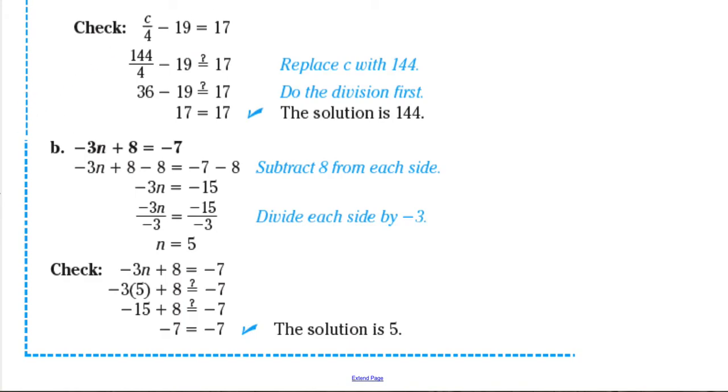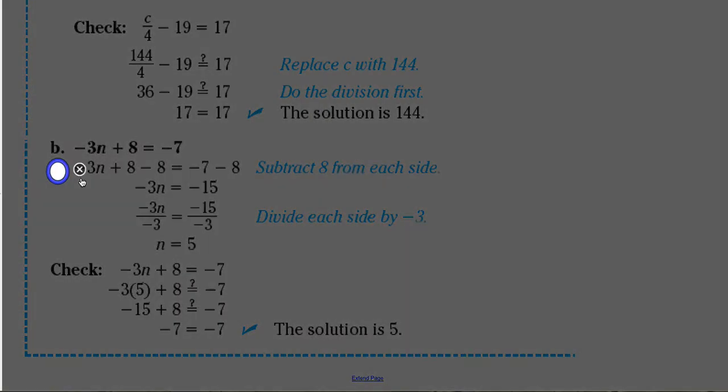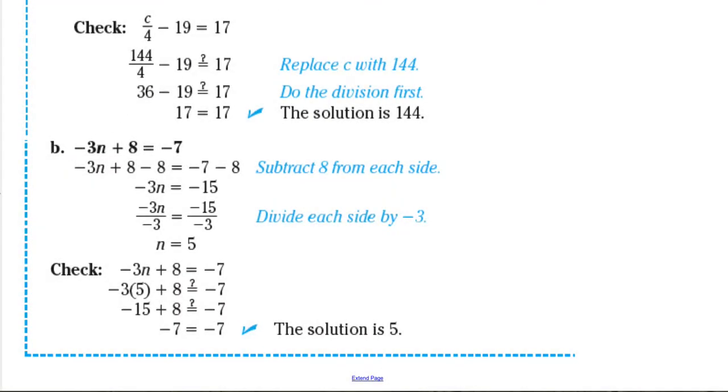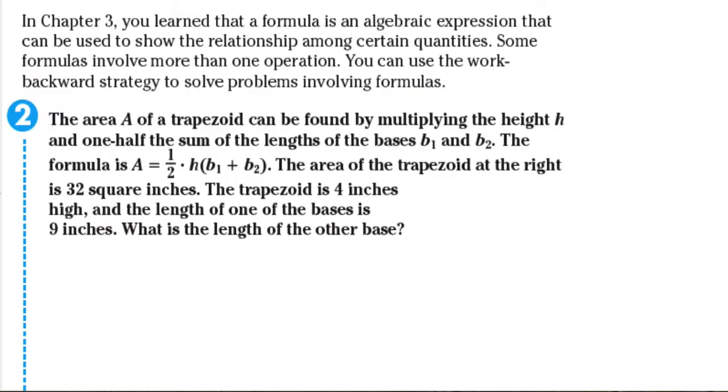Again, if you notice, there are two steps. Step number 1, right here, when you subtract both sides by 8, and then step number 2, when you divide both sides by negative 3. Okay, let's take a look at this example.